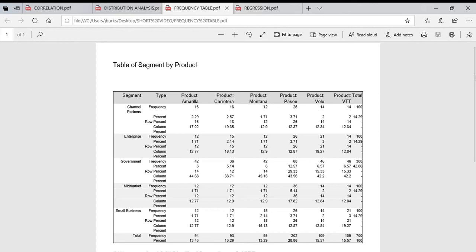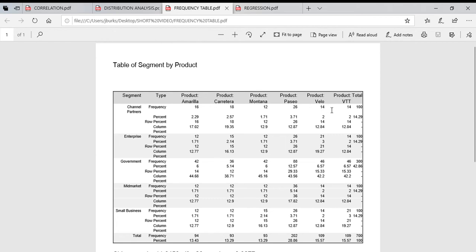And what I did was I took the segment and I looked at the product type, and I generated this frequency table. So the columns are my product types, and the rows are my segments. And as you can see, the frequency gives you the count. So for this channel and for this segment and then this product, it gives you the frequency all the way across.